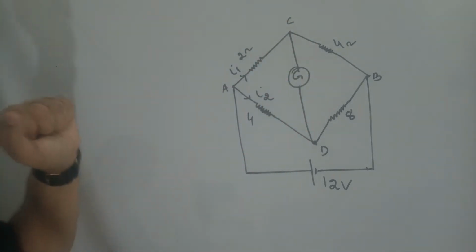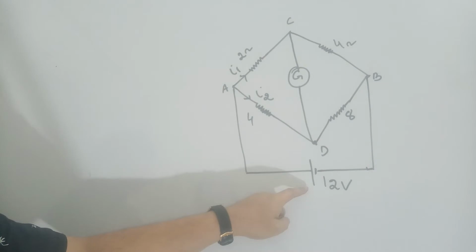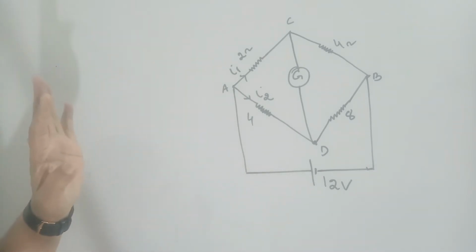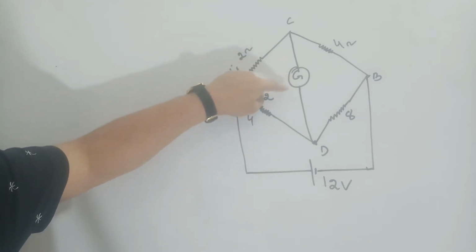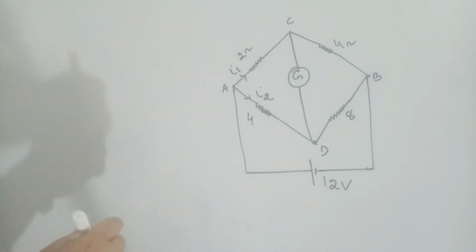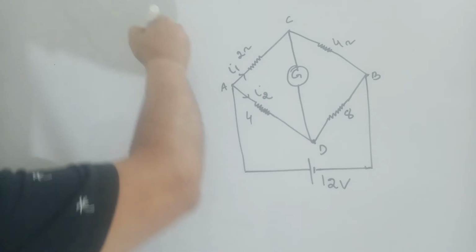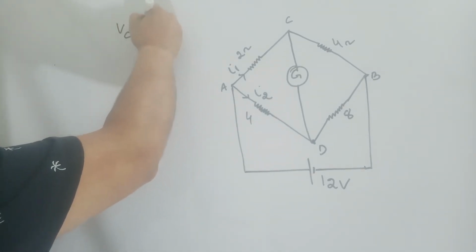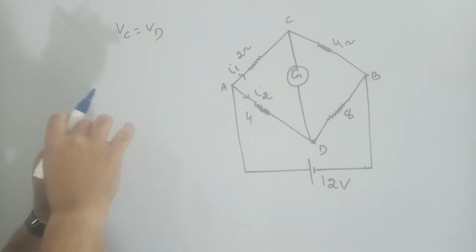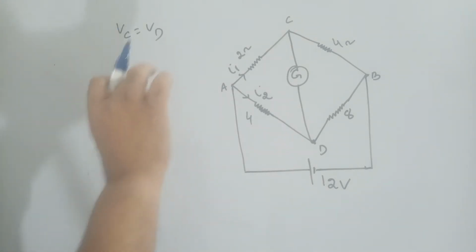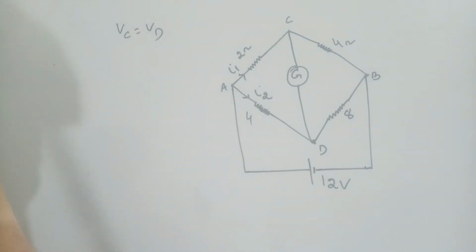Bridge is balanced. One must know this 12 volt battery is connected. Bridge is balanced means there is no deflection in this galvanometer, which means we can say that potential at C is equal to potential at D. Let us prove this point by calculation, that in this example potential at C is equal to potential at D.